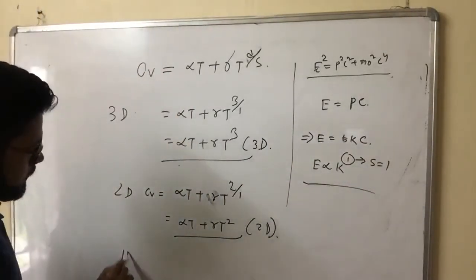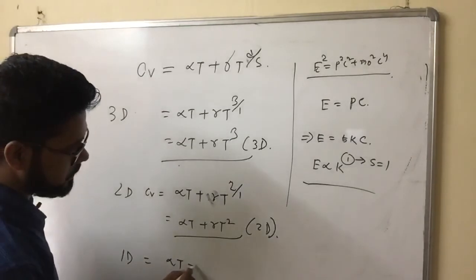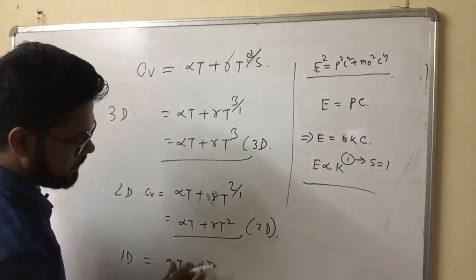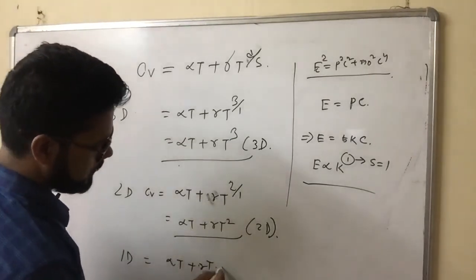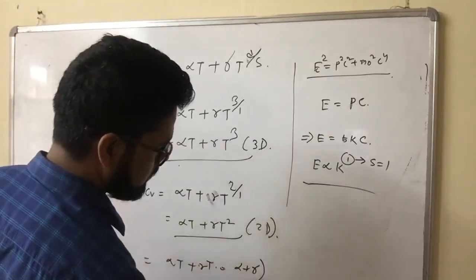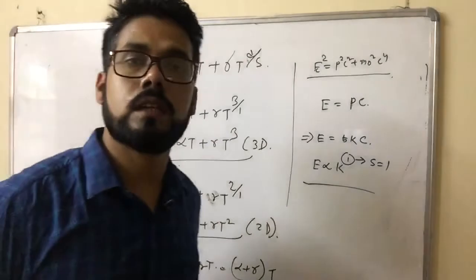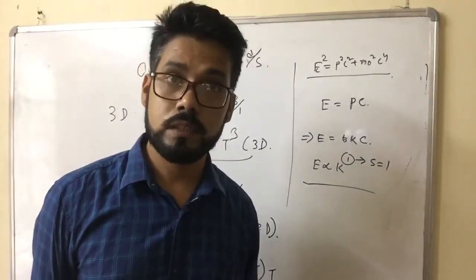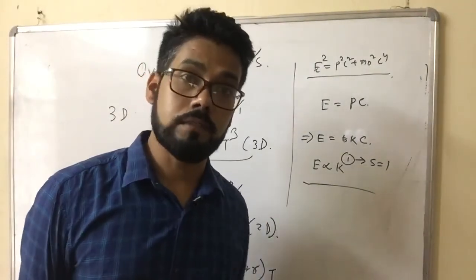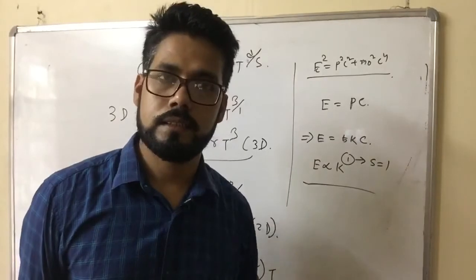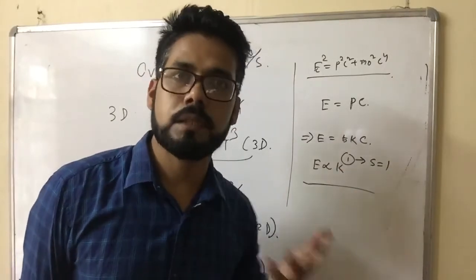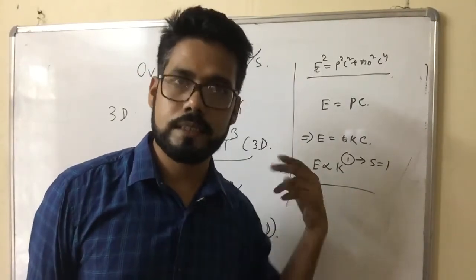So for a 1D crystal, C equals alpha T plus gamma T, so it will be alpha plus gamma T. Remember, this is the one-dimensional formula of specific heat of a solid in Debye theory. Clear? This is a hint of how it is related to this calculation.